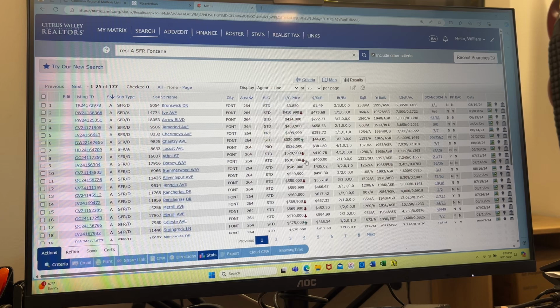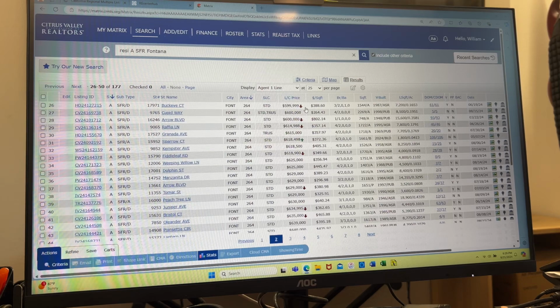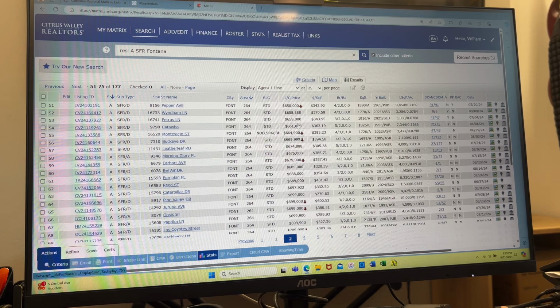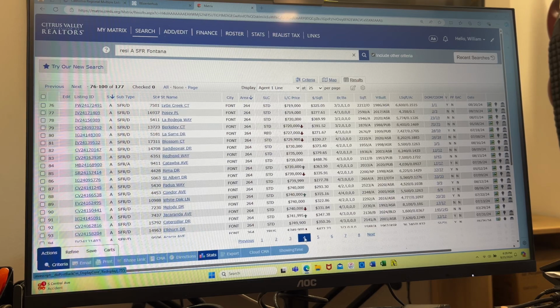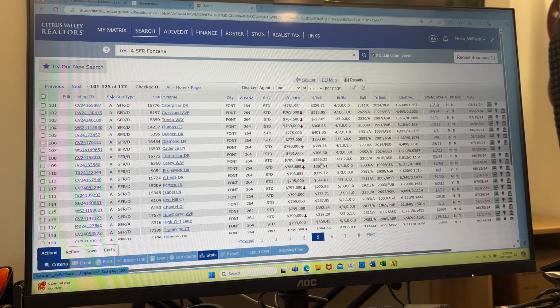Price drop, price drop, price drop, price drop, price drop right here. Okay, and everything that you see with the down arrow, those are price drops. And these are actually in the 600s and 700s. Those are out there in Fontana right now. So, you know, people say, well, they're priced out of the market. Well, it's really more because of the interest rate. We see all these going down right here.